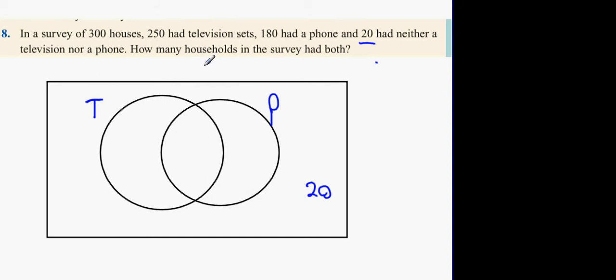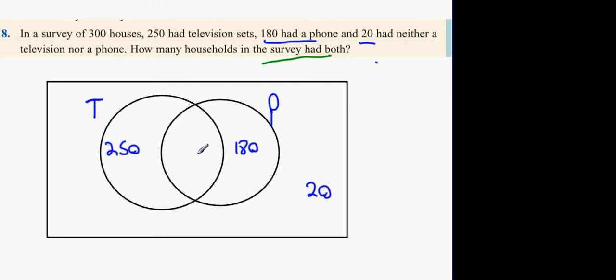Now, 250 had television sets. Where does that go, Gavin? 250, yeah? And what about P, Ryan? 180 goes there. Now what do we not know? What part do we not know, lads? Donald? How many people have both, which is the purpose of the question.